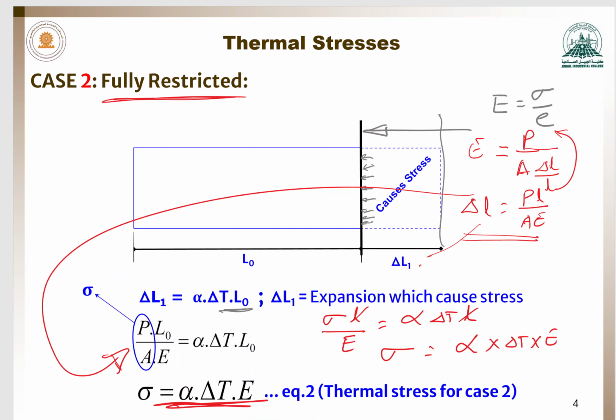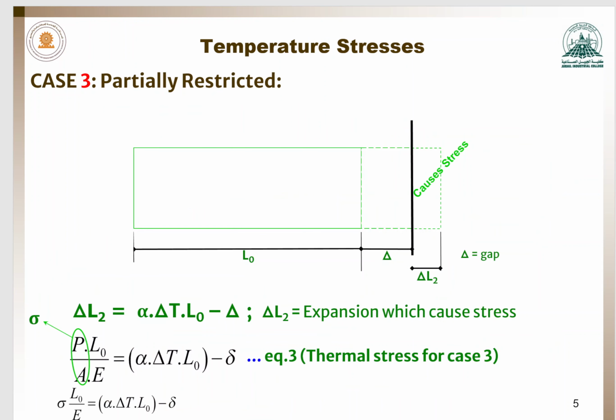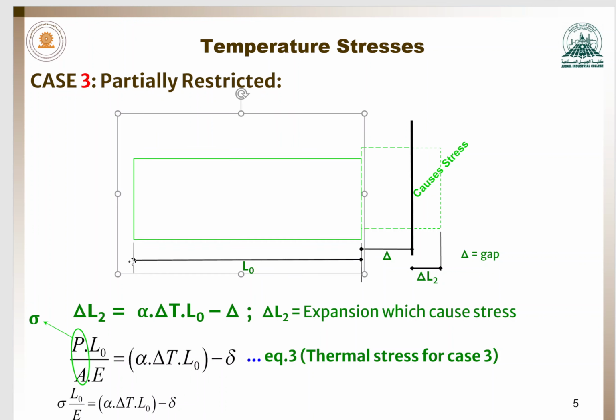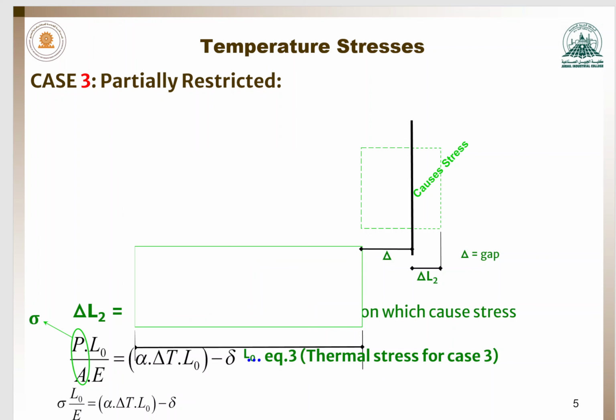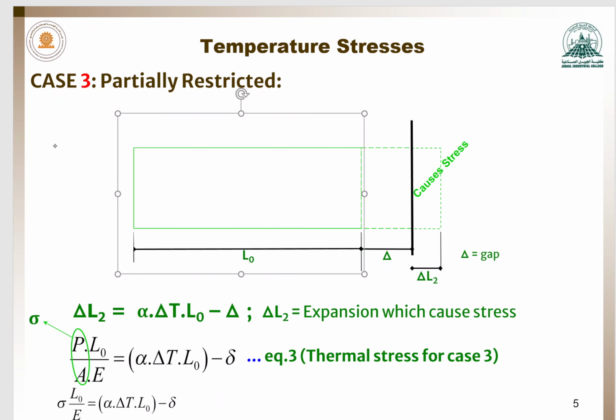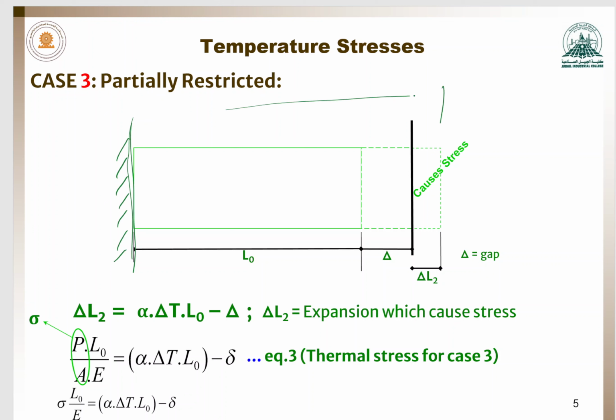Okay. Now let's go to case number 3. In case number 3, what we are doing, we are partially restricting it. See here. So partially restricting it. See, you have your L naught here. This side I am blocking it. Sorry. Now if you allow it to expand completely, free expansion is from here to here.